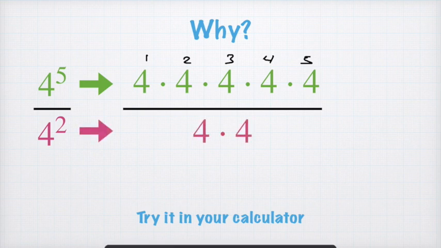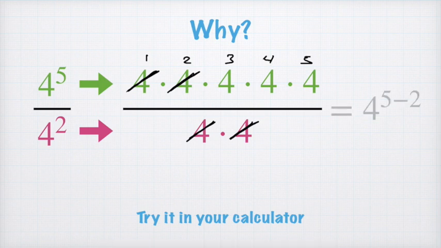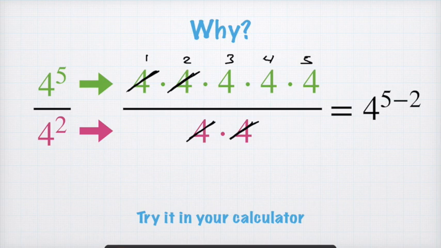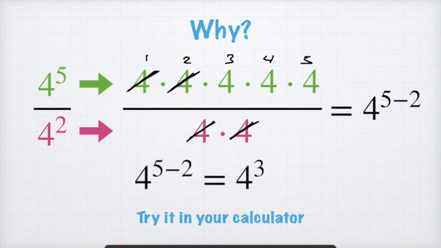Now what can happen? We can say this one and this one cancel out, this one and this one cancel out, and so we'll have 3 left on top, which is the same thing as writing 4 to the 5 minus 2, so we have the exponent of the numerator minus the exponent of the denominator. And what happens there is we end up with 4 to the third, which is the same thing as the fact that we have 1, 2, 3 of our 4s left over.